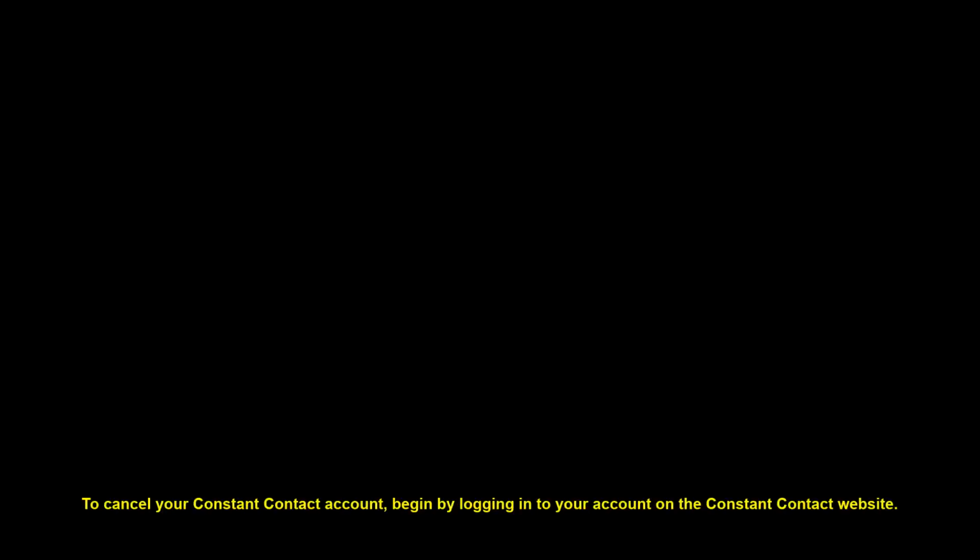To cancel your Constant Contact account, begin by logging into your account on the Constant Contact website. Once logged in, navigate to the top right corner of the dashboard. Look for your account name or profile icon and click on it. From the drop-down menu, select Account Settings. Scroll down to the section titled Billing Information.